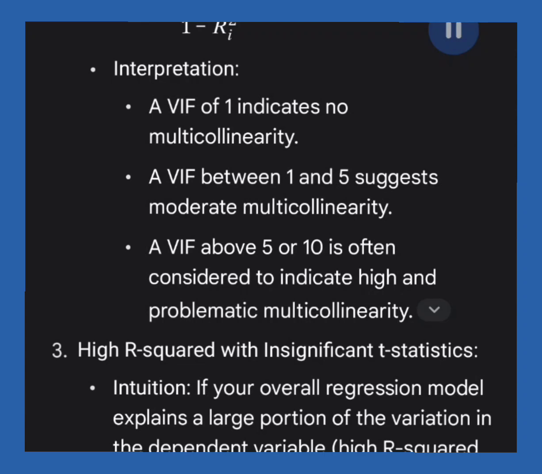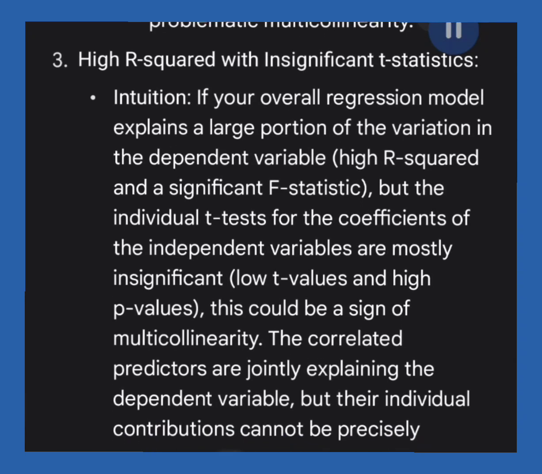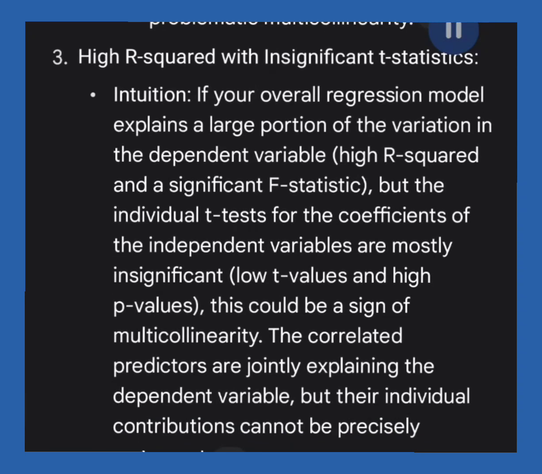3. High R-squared with insignificant t-statistics. Intuition: if your overall regression model explains a large portion of the variation in the dependent variable, with a high R-squared and a significant F-statistic, but the individual t-tests for the coefficients of the independent variables are mostly insignificant, with low t-values and high p-values, this could be a sign of multicollinearity. The correlated predictors are jointly explaining the dependent variable, but their individual contributions cannot be precisely estimated.